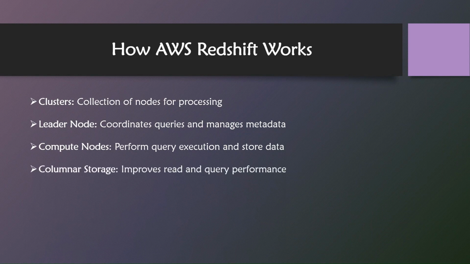And it's a columnar storage. AWS Redshift uses columnar storage, which organizes data by columns rather than rows. This allows Redshift to read only the necessary columns needed for a query, which significantly speeds up query performance, especially when working with large data sets. The columnar format also allows for better data compression, reducing the storage cost and improving query efficiency.